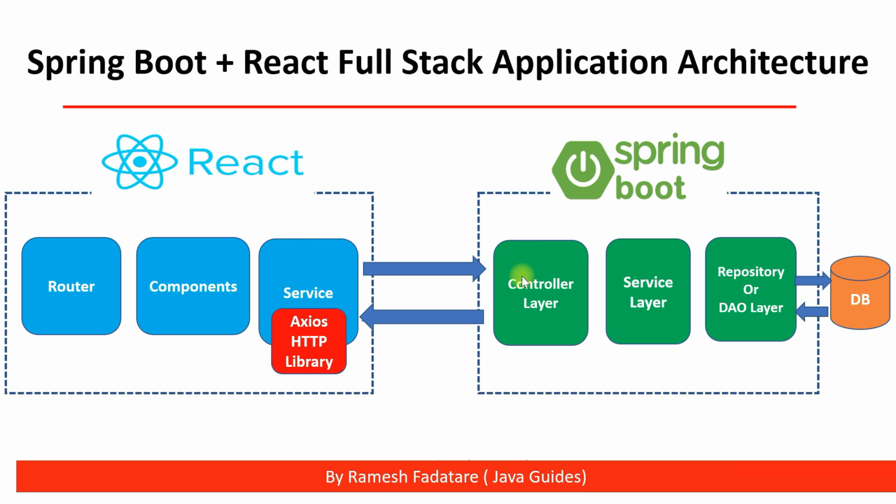Now in terms of integration, from the Spring Boot application we expose the REST endpoints, and the React application consumes the REST APIs. As I mentioned earlier, React is not concerned with HTTP, so in order to make a REST API or Ajax call from React, we have to use a third-party library, for example the Axios library. Or we can also use the JavaScript fetch API. So this is how we integrate a React application with Spring Boot, by using a third-party HTTP library or the fetch API. All right, so this is pretty much about Spring Boot React full stack application architecture.